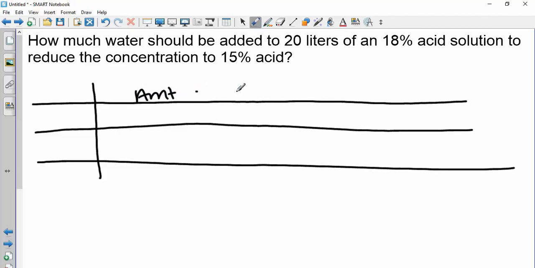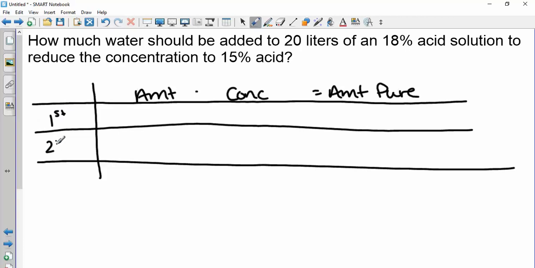For these, we did the amount times the concentration equals the amount pure. What did we do for interest? Principal times rate times time equals interest. Perfect. Okay.